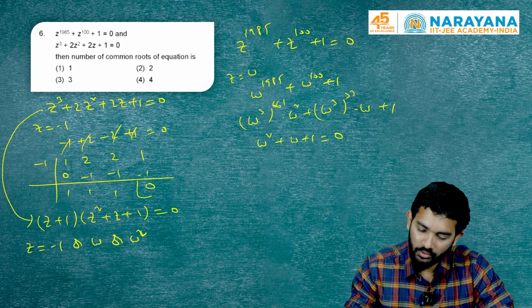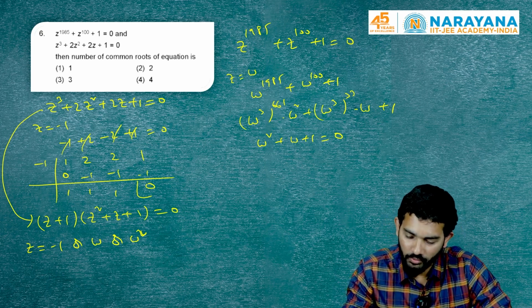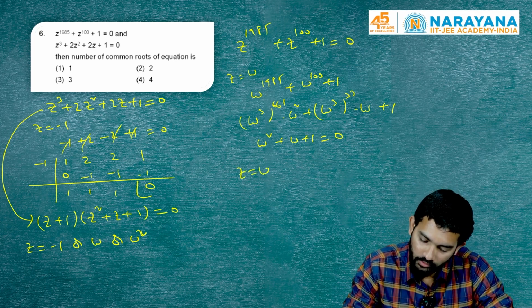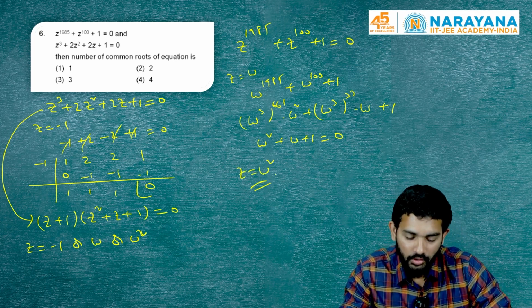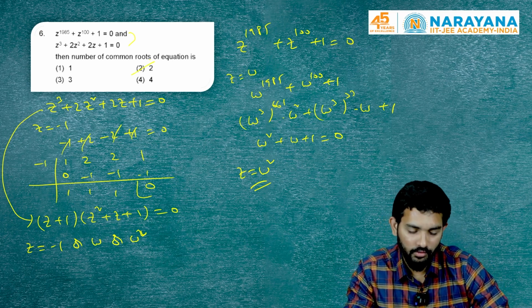Now if omega is a root, then omega square will also be, because the roots will be conjugate. If the coefficients are real, roots will exist in conjugates. So z equal to omega square is also a root. So the number of common roots between these two things will be 2. There are 2 common roots between these two equations.